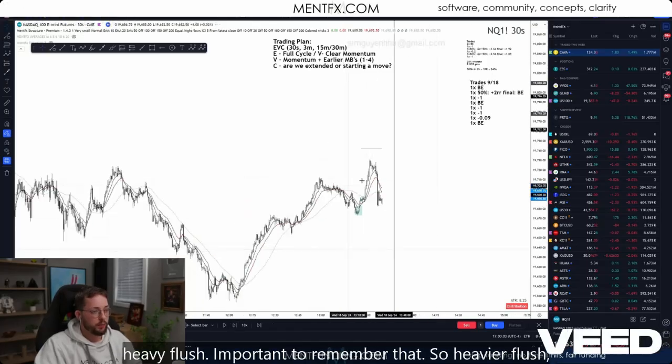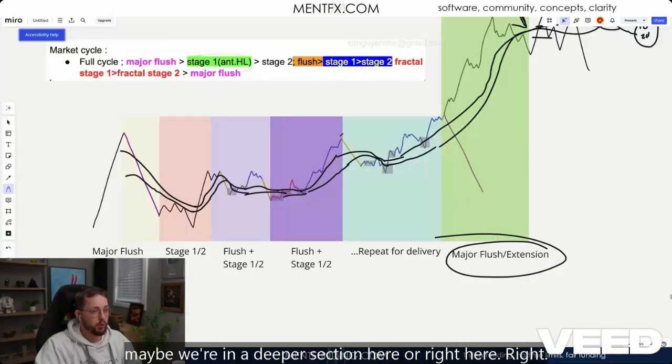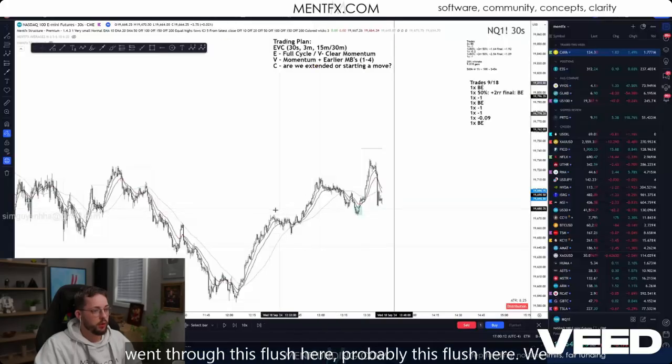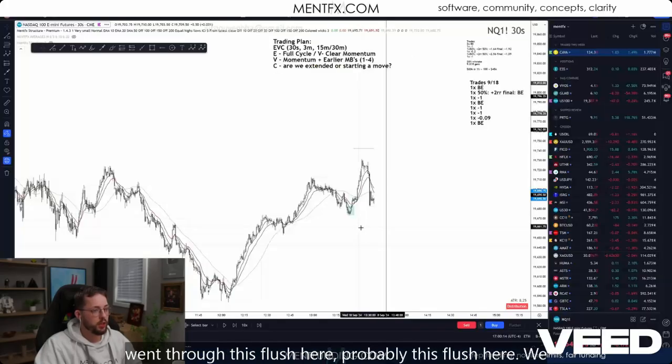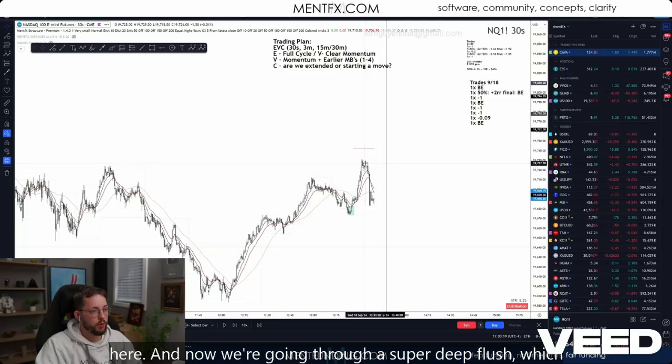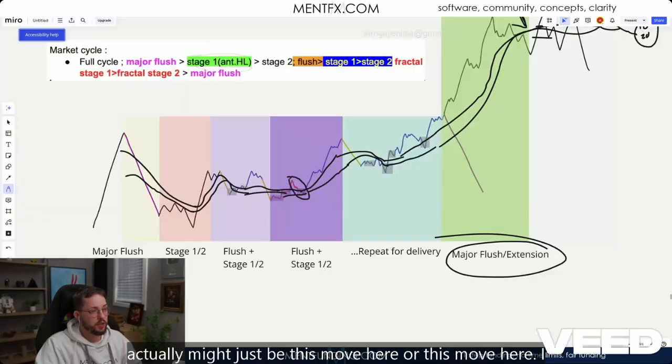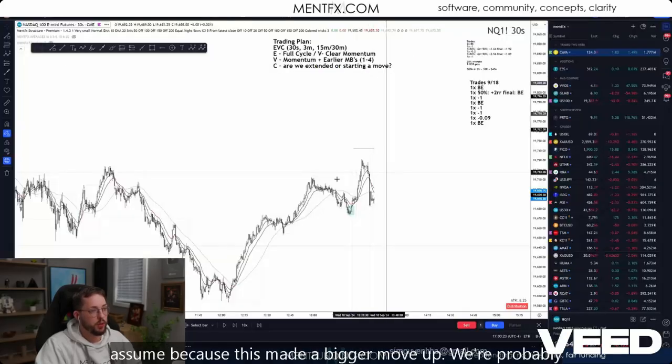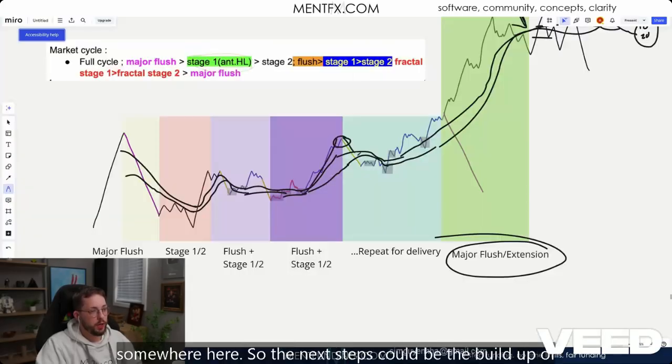Very heavy flush, important to remember that. So heavier flush, maybe we're in a deeper section here or right here, right? We might have just gone through that mini start, then we went through this flush here, probably this flush here. We went through this deeper flush, maybe this one here. And now we're going through a super deep flush, which actually might just be this move here or this move here. I assume because this made a bigger move up, we're probably somewhere here.